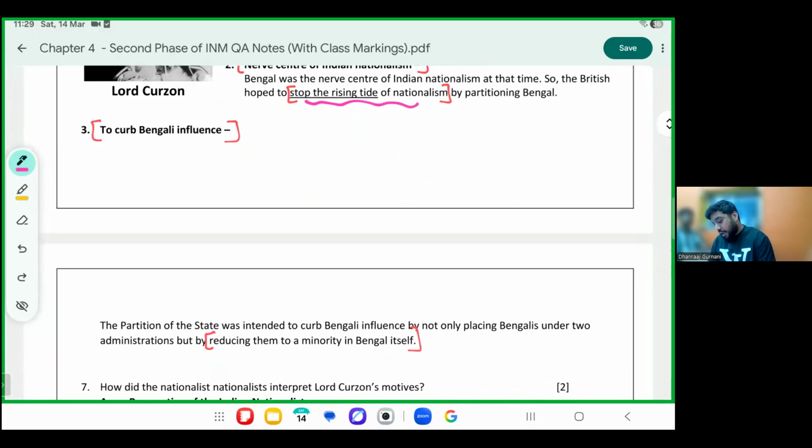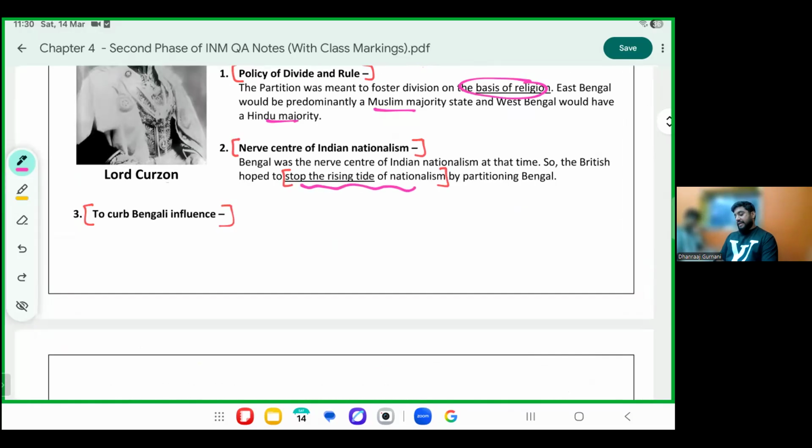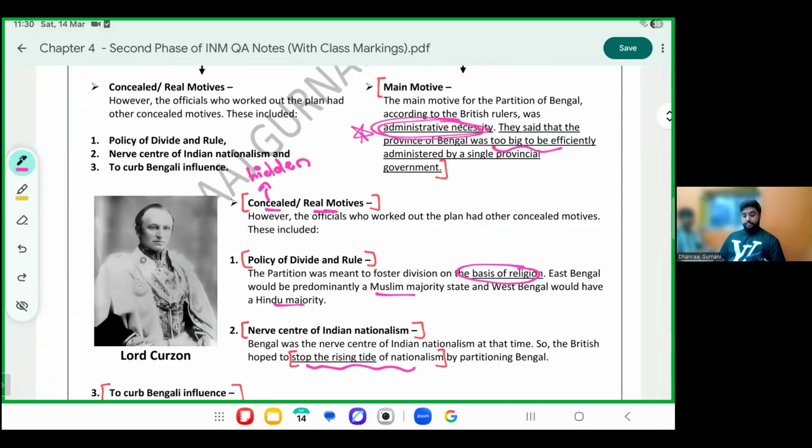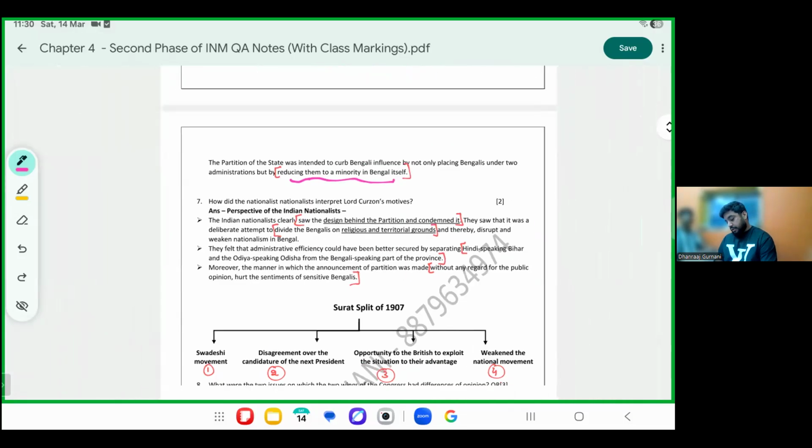And the last one, to curb the Bengali influence. Bengalis are very modern. At that time also, they were very modern. Their thought process was far better, or more modern, as compared to other parts of the country at that time. So they said we will reduce the Bengali influence in Bengal itself. Bengalis became a minority in their own state, thus curbing the Bengali influence. Hence, this was a very clinically planned partition for the benefit of the British, but the reason provided was administrative necessity. Confirm? This was done by Curzon.